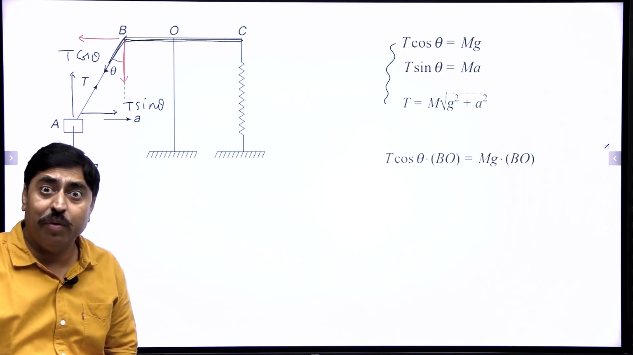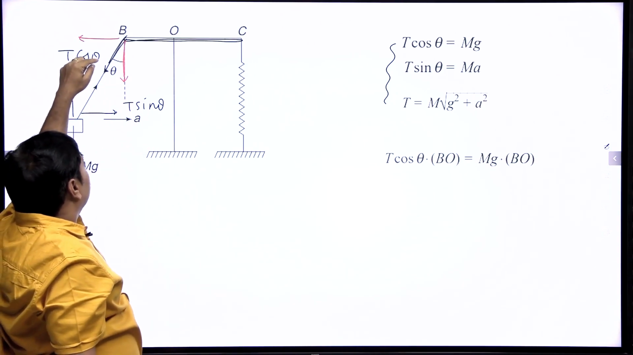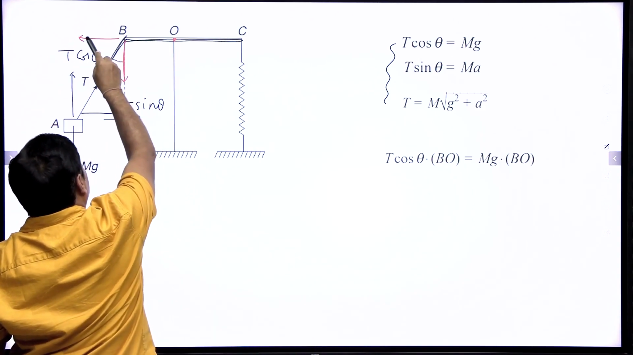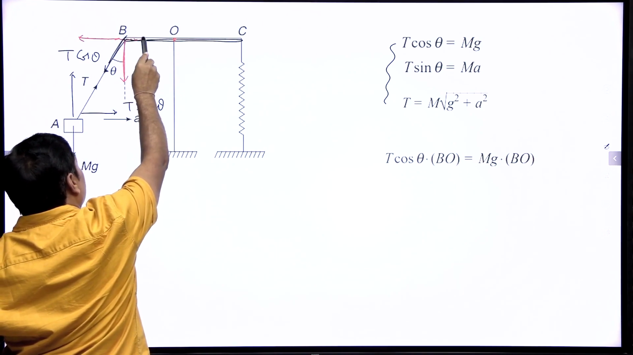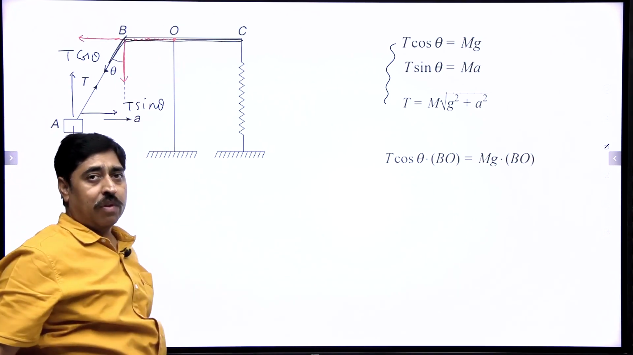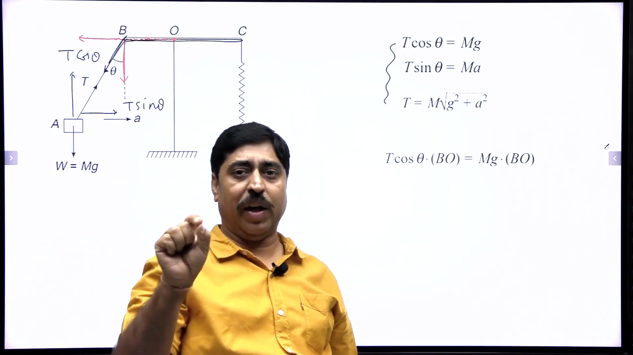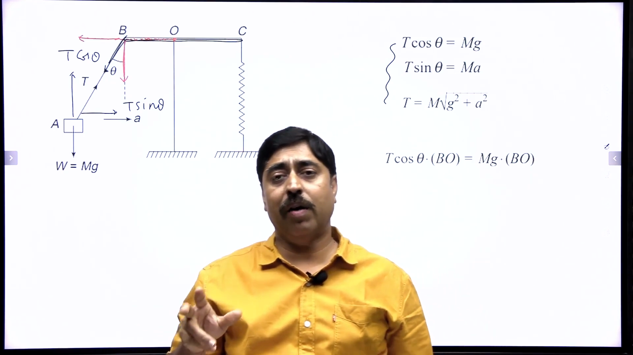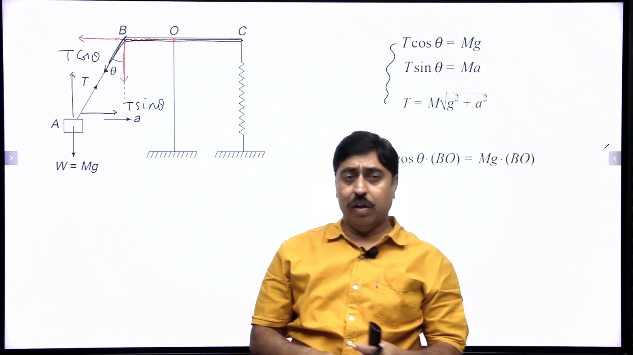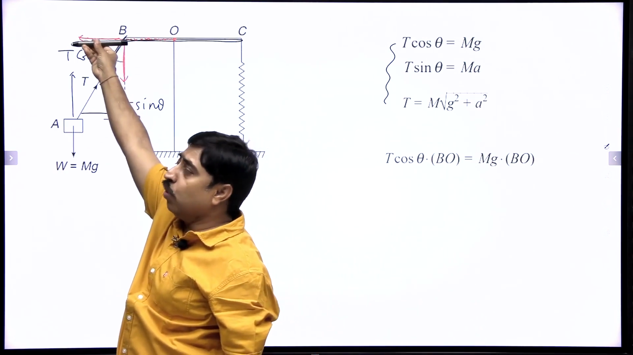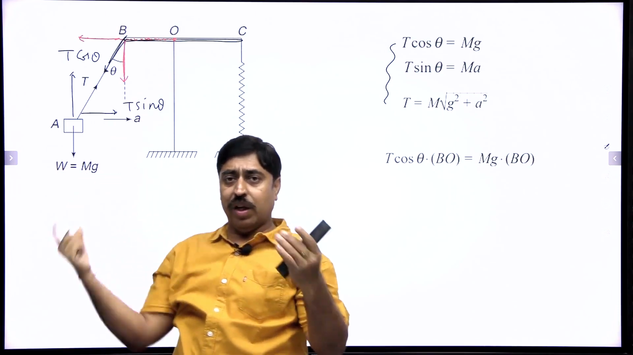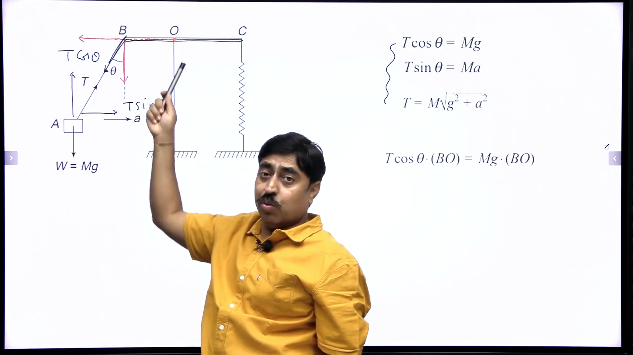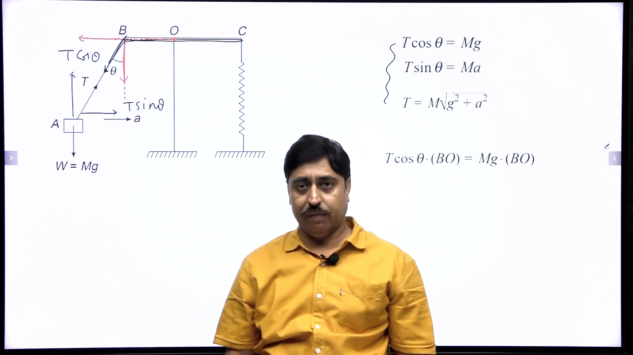Now if you look carefully, you will see that this horizontal component of tension will have no torque about O, because this force is passing through O. So when the line of action of a force passes through a point, it will have no rotational effect, it will have no torque about that particular point. So if I break this tension force into two components, this component will not produce any rotational effect about O, but this component t sin theta is going to produce rotational effect.